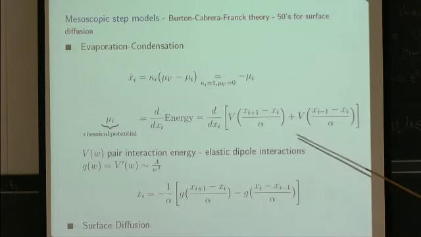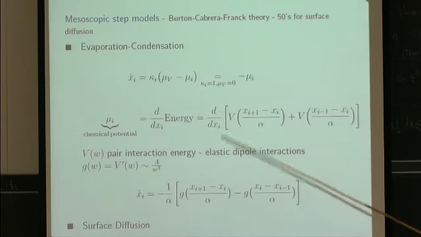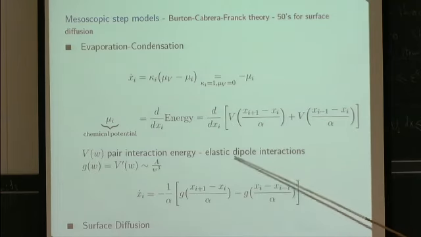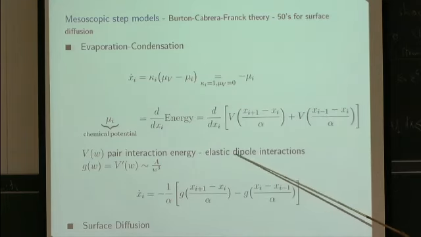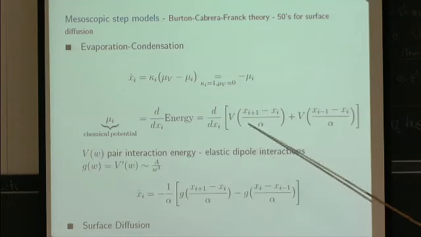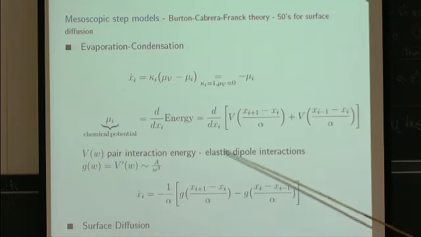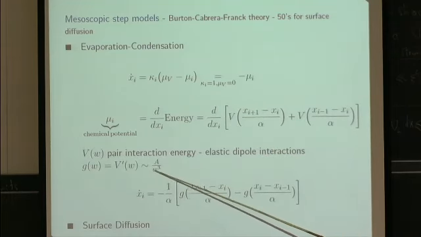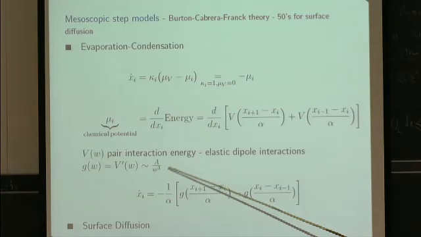And then the question is, what will be the energy that you have to select? And for some reason that I don't understand very well, you take elastic dipole interactions for this, which means that G looks like A over w to the cube.